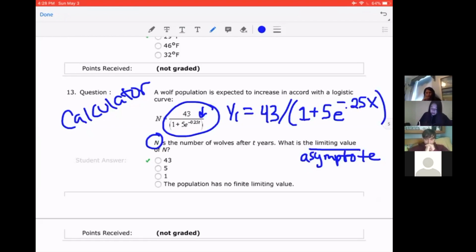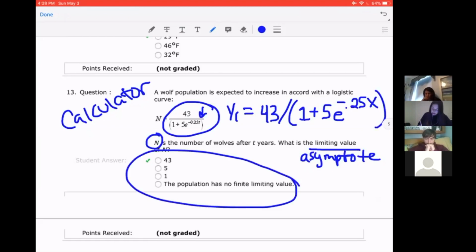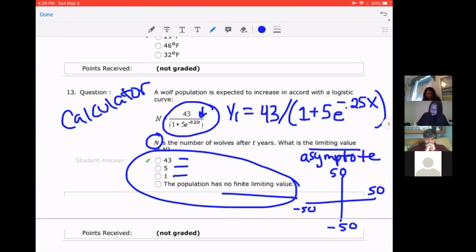Now notice what your options are. We go from no limiting value to 1, 5, 43. So make sure you have a big window. I'm just going to do windows of 50 all the way around. So my window, I'm going to do 50 y max, negative 50 y min, 50 x max, negative 50 x min. And then my scale, remember you always want to skip count by 10% of that. So I'm going to skip count by 5s, and then negative 50, 50.